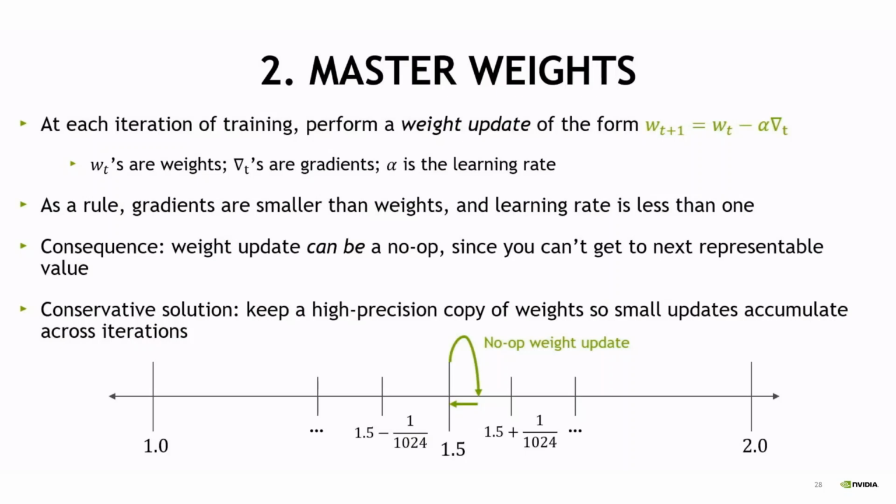Okay, we are finished with the first point. The second point is the master weights. Let's talk about the picture. We are doing some training. We have some weight values. We've computed the gradients for that value, some partial derivative for the particular value.